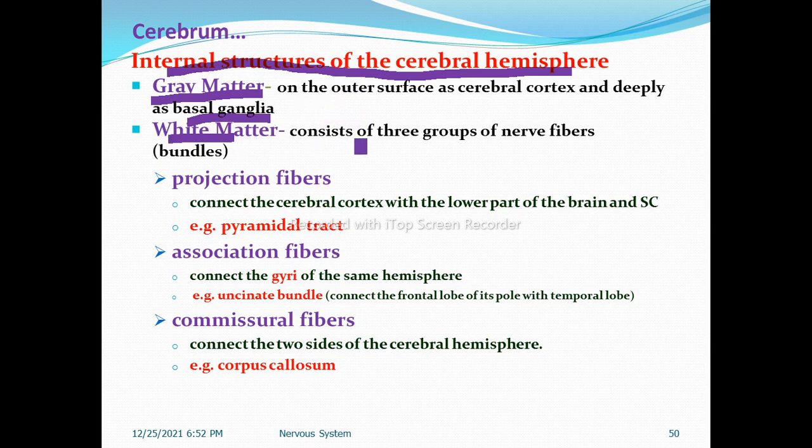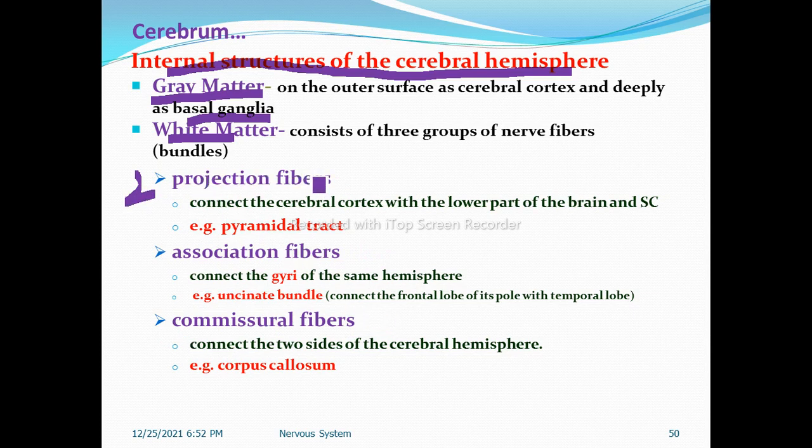White matter consists of 3 groups of nerve fibers. As we have seen, white matter is nerve fibers or nerve tracts, found on the inner side of the cerebrum. We can divide them into 3 groups of nerves or bundles. The first nerve bundle is known as projection fiber. The second is association fiber. The third is commissural fiber.